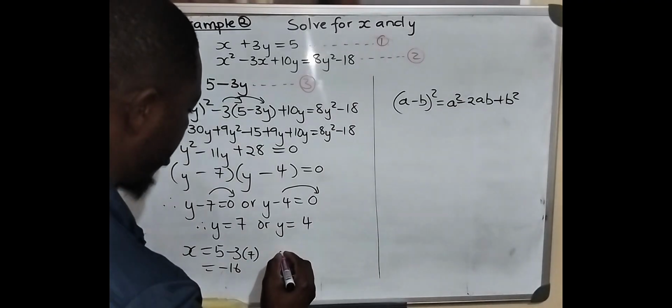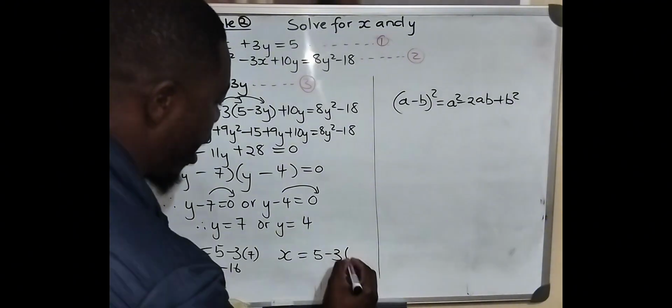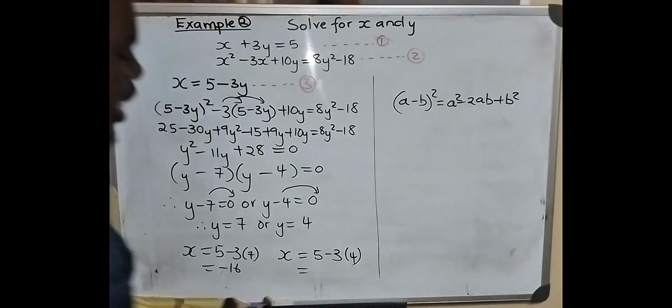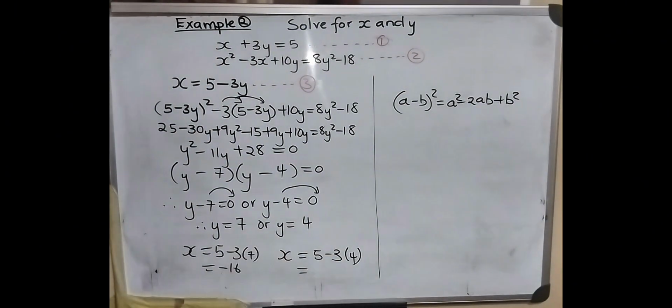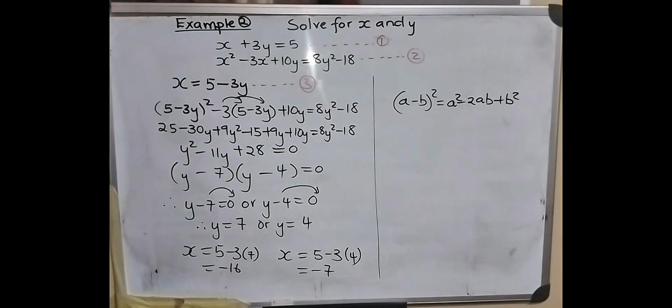And then this side, x is equal to 5 minus 3 times the value of y, 4. What will be the value of x when y is equal to 4? You'll see that you're going to obtain negative 7. Right. Now we have all the values that we were looking for. When y is equal to 7, the value of x is negative 16. When y is equal to 4, the value of x is equal to negative 7.